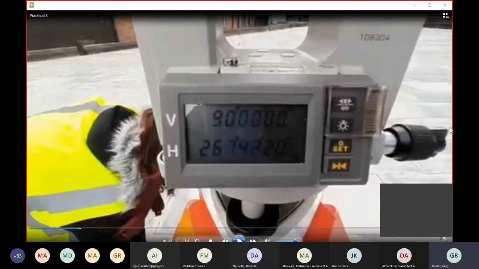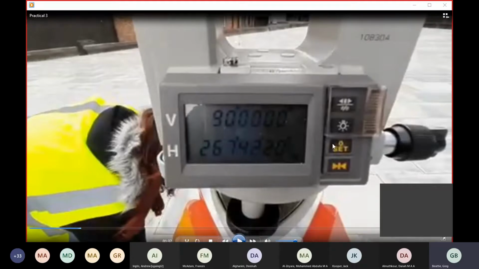So if you swing the theodolite from right to left, it counts down from 360. If you go from left to right, it counts up from 0 to 360. So when you're going right to left, you just need to bear in mind that your actual value is 360 minus what you're looking at on the theodolite.